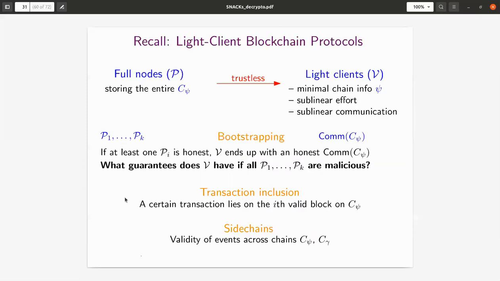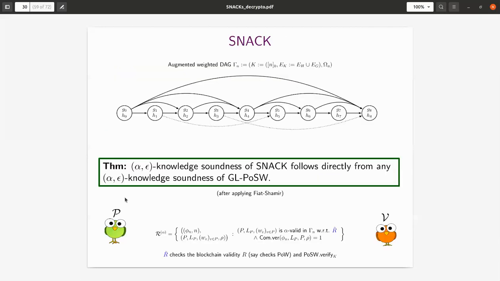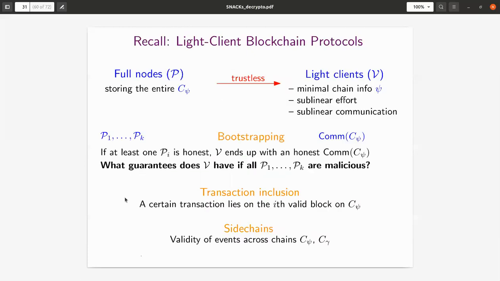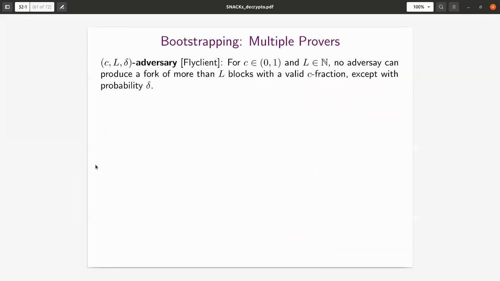In the last 10 minutes that I have, I will quickly now tell you how. So this is the snack as an object that we can use to solve many of these problems that we looked at before, namely bootstrapping and transaction inclusion. It becomes trivial now. Once you have a commitment, you just open the commitment in any position you want. Sidechain stuff is also somewhat easy. And we'll show you the bootstrapping thing in the two settings and how to use a snack generically to solve this problem. For this, we need an extra assumption.